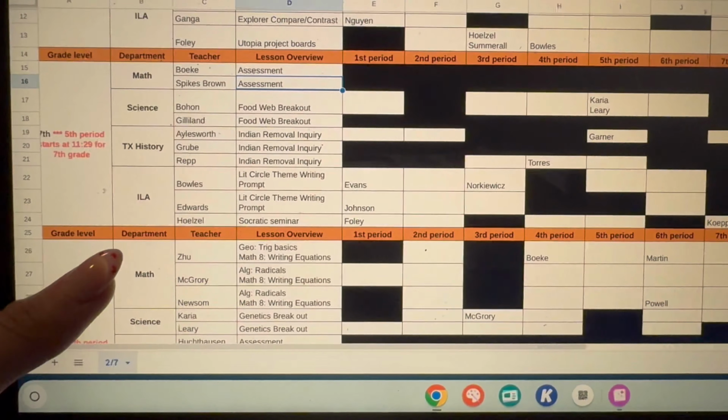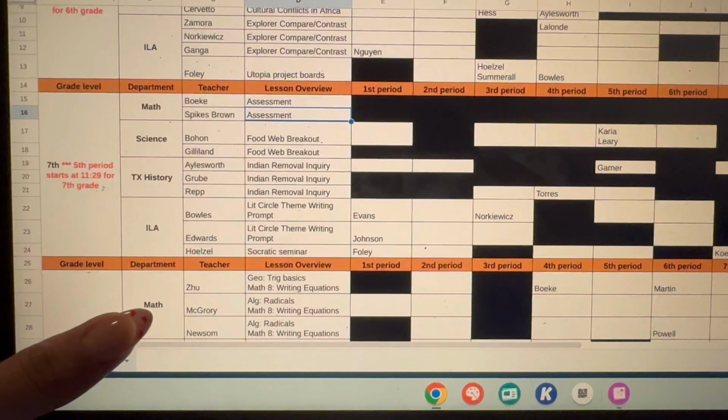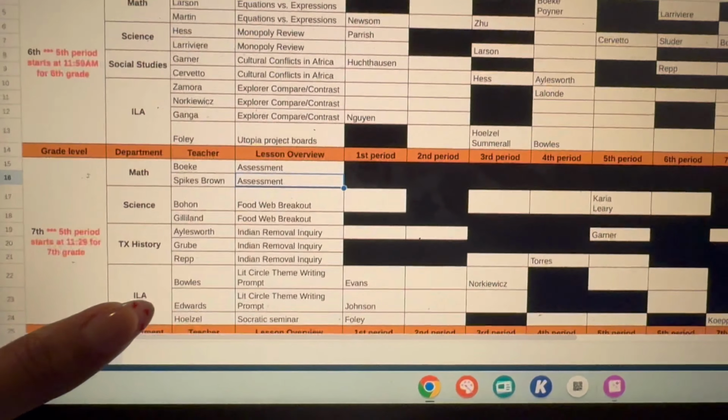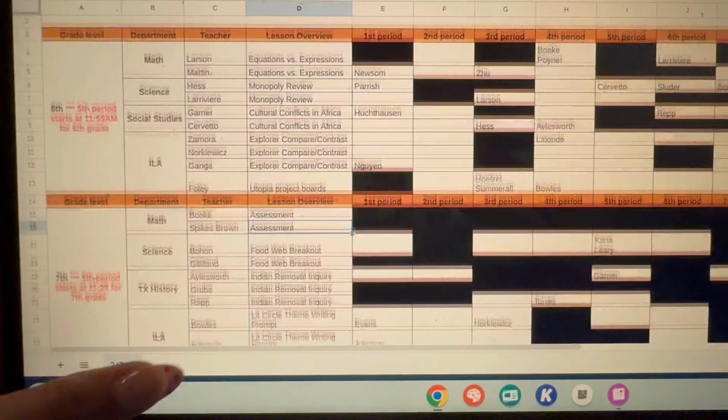So come on in and do the See It day. And that is what it looks like and coming to play.